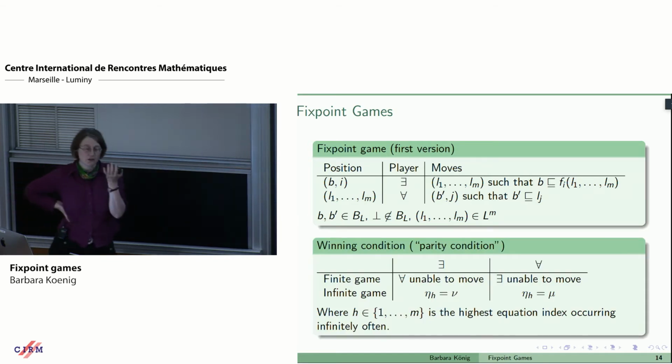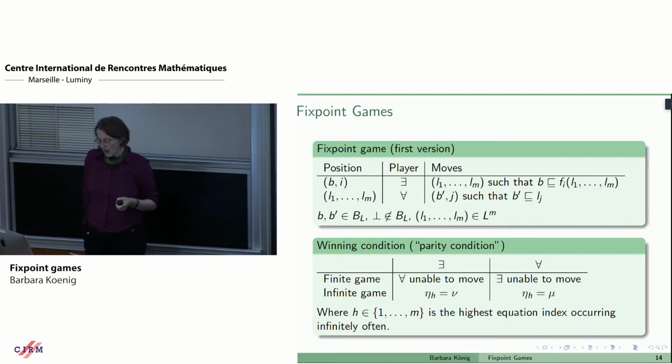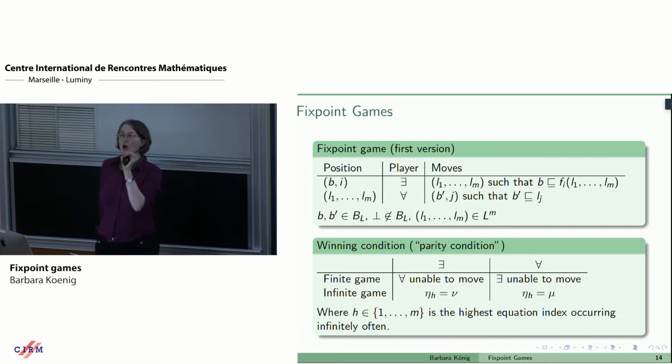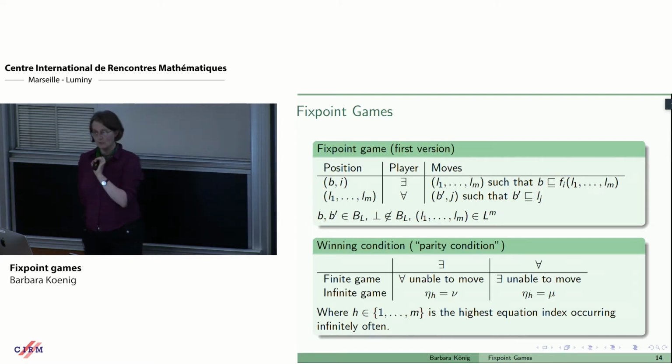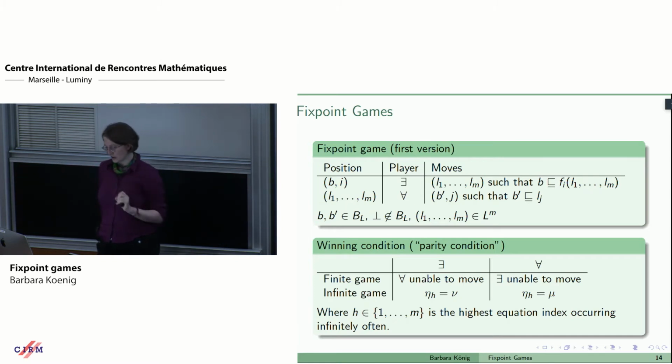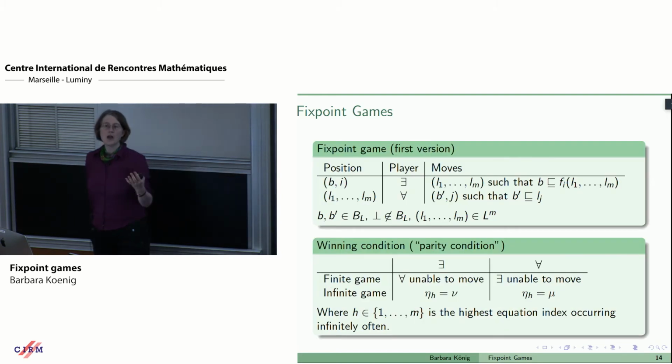And what are the winning conditions? These should look familiar for people who know parity games. Of course, if one player is unable to move, then the other player wins. But otherwise, if it's an infinite game, you take the highest equation index that occurs infinitely often. If this is a nu index, then Eve wins, and if it is a mu index, then Adam wins. So this is the parity condition. Basically, the outermost fixed point that is visited infinitely many times is the most important one, and it dominates all the others.